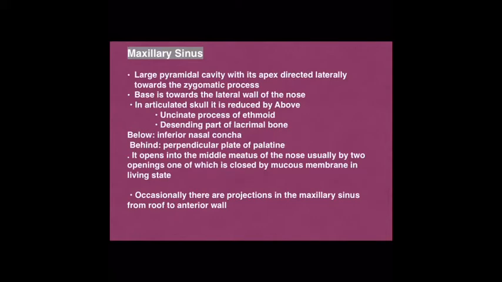It opens into the middle meatus of the nose, usually by two openings, one of which is closed by mucous membrane in living state. Consequently, there are projections in the maxillary sinus from roof of anterior wall.